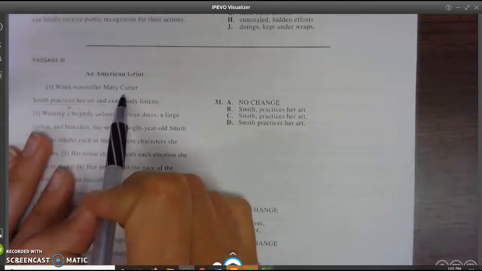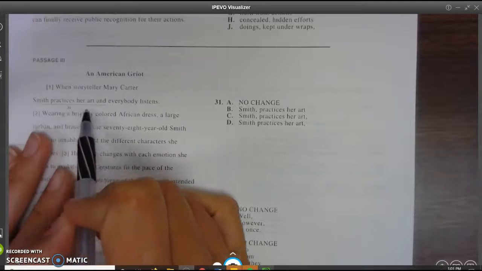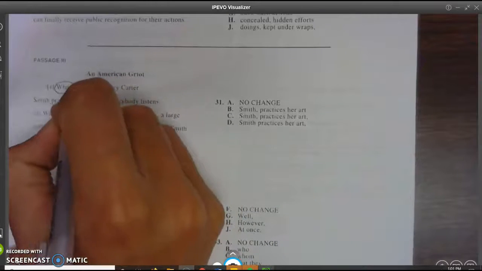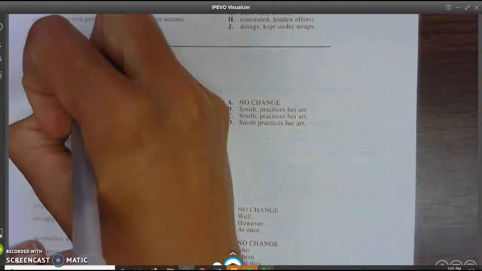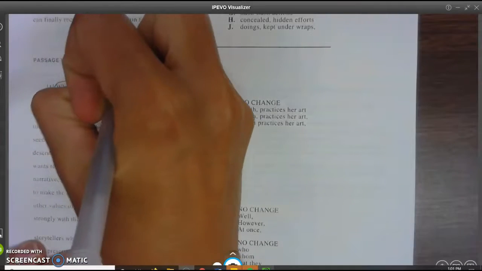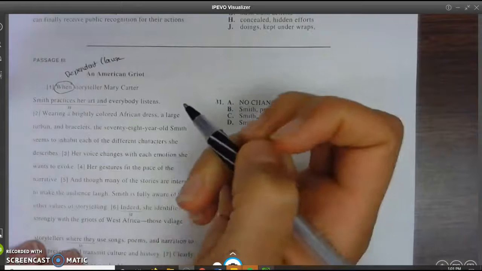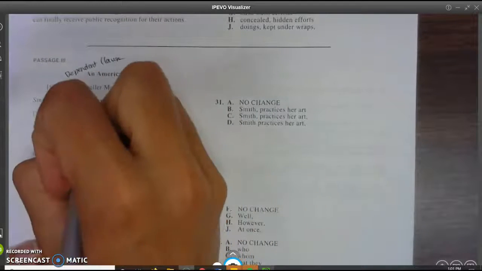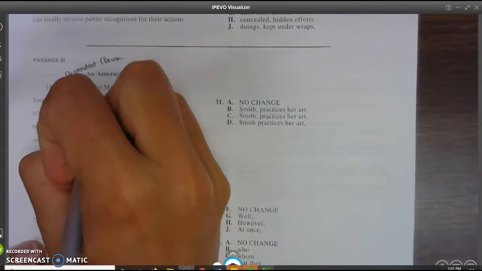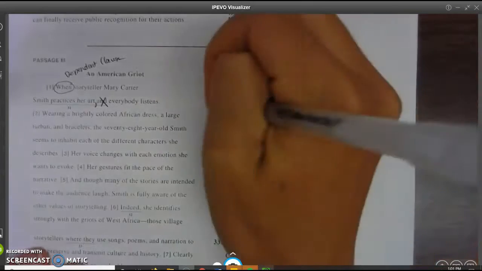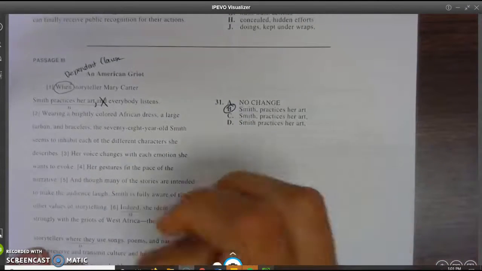When storyteller Mary Carter Smith practices her art and everybody listens. So when signals to me the beginning of a dependent clause. And then that means it needs to be followed by a comma. When storyteller Mary Carter Smith practices her art, comma, then I don't need a conjunction. Everybody listens. So that's B.